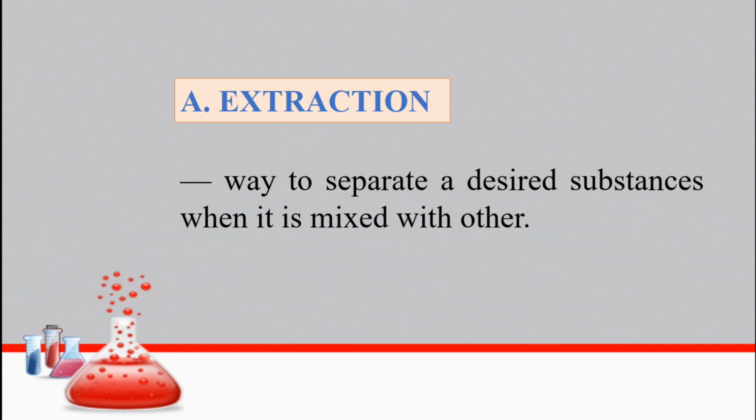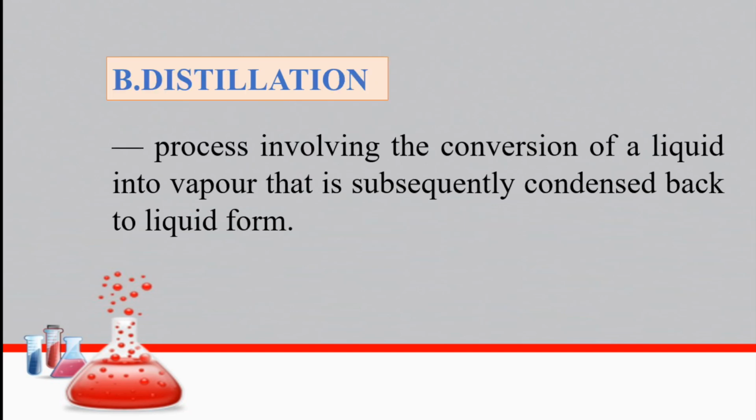The first method of separating mixtures is extraction. So when we say extraction, it is a way to separate a desired substance when it is mixed with others. The mixture is brought into contact with a solvent in which the substance of interest is soluble, but the other substances present are insoluble. The second method of separating mixtures is distillation.